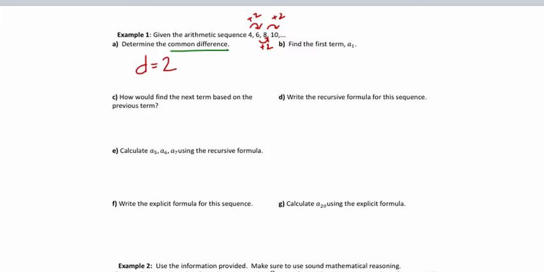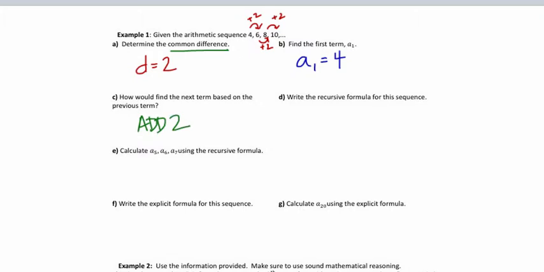Part B, find the first term, a sub 1. Well, that's pretty straightforward. What's the first term in this sequence? Well, a sub 1 is going to be equal to 4. Now going back to what we started with, how could we find the next term based on the previous term? Well, we must add 2.